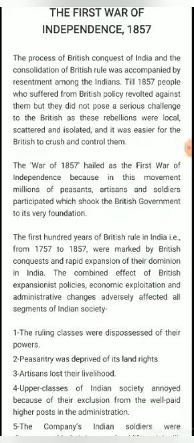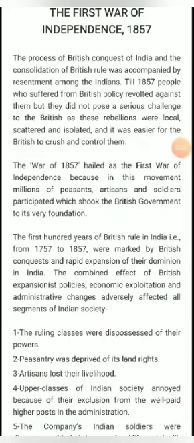In this chapter, we have to complete two basic points, that is the causes and the consequences of the revolt of 1857. When I am talking about the revolt of 1857, these things are the same. The First War of Independence as well as the revolt of 1857 both are the same.